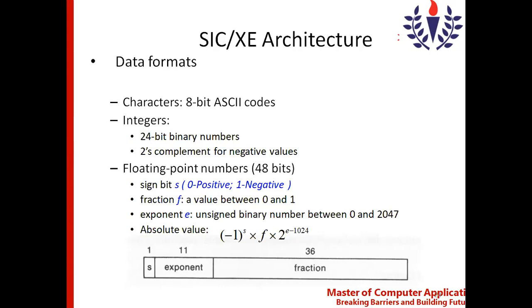How do we represent the floating point value? It is represented as (-1) to the power s, where s can be either 0 or 1. If it is 0, then it becomes positive. If it is 1, it becomes a negative number. And f represents the fraction, and 2 power (e minus 1024), where e represents the exponent value. So the sign bit, exponent bit, and fraction bit altogether make up the 48 bits. This is how we use floating point numbers. The higher order bit must be 1 when it is normalized.